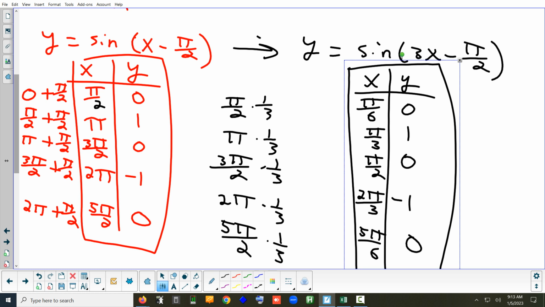Again, there's a pattern here: 1 pi over 6, 2 pi over 6, 3 pi over 6, 4 pi over 6, 5 pi over 6. There's your pattern. Okay, and that's your table. Any questions on how we got either the red or the black table? Black table is the final answer. Red table is kind of the first step.